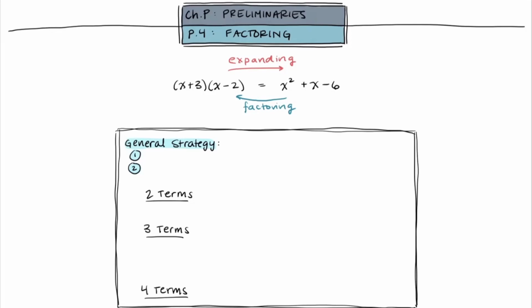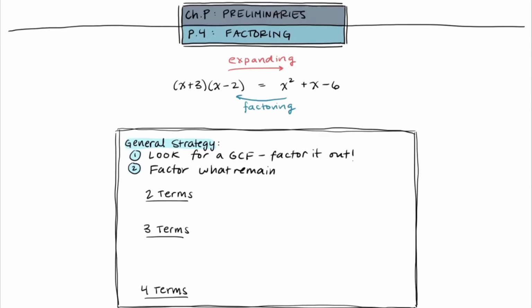So the first thing you want to look for when factoring anything is a GCF, which is a greatest common factor. And if there is one, then factor it out. If there's not, then you just move on to the rest of the strategy list that I have here. So once you look for a GCF and take it out, if you have one, then you want to factor what remains.